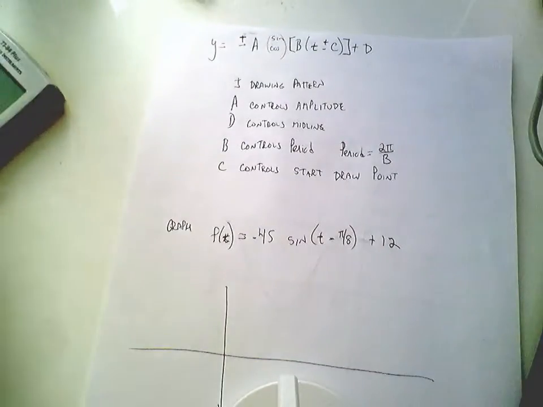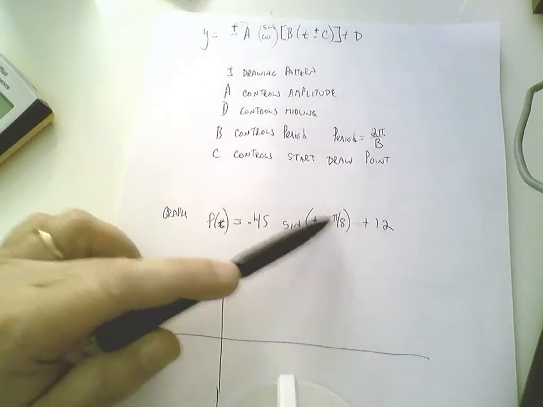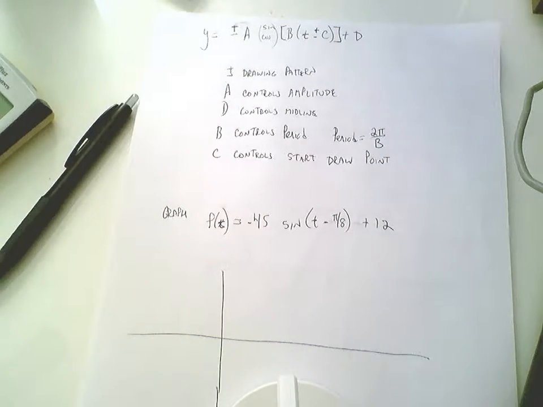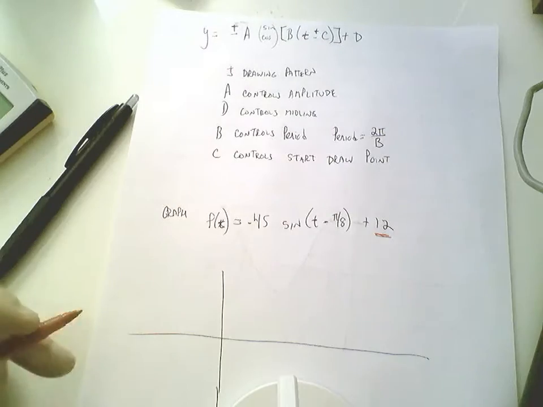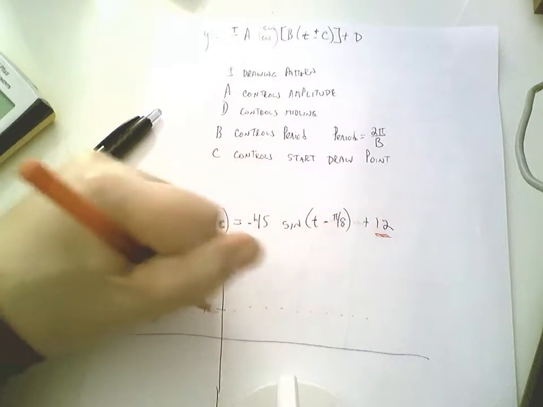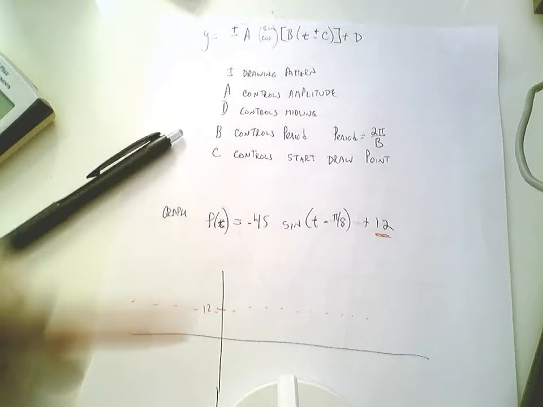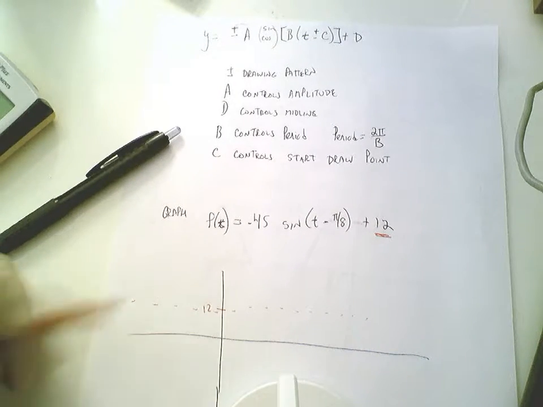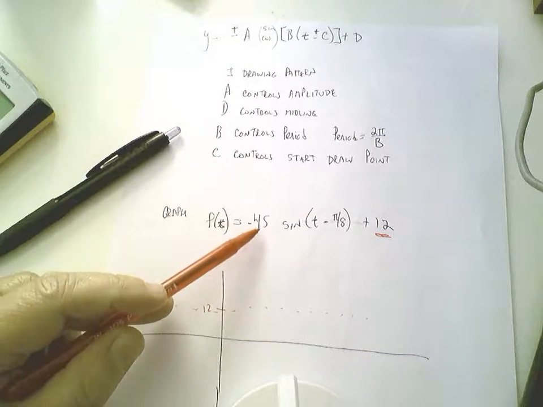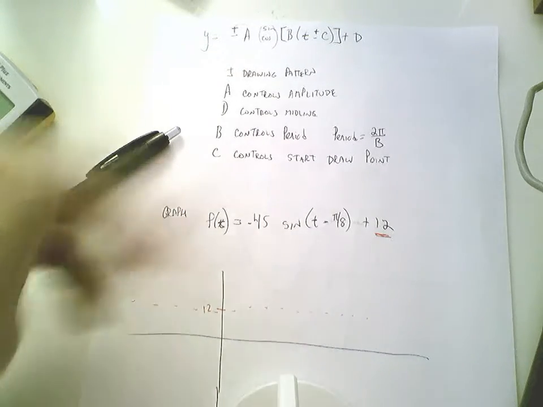f of t equals negative 45 times the sine of t minus pi over 8, plus 12. So here we go. Let's go ahead and build this. D, midline. As soon as I know my midline, I'll go ahead and mark it. It's at 12. The dashes are just to help me. It's to provide symmetry. Remember, up and above the midline. So it's also going to help me as I start to dot things up. My amplitude is 45. Hey, 12 up 45, I'm going to be at 57.